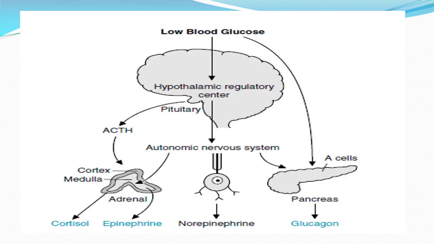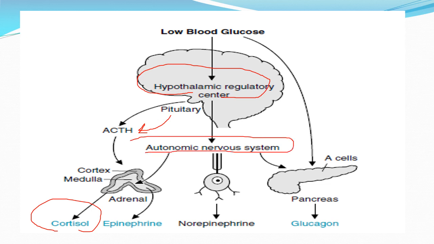This diagram presents the mechanisms and the compensatory mechanisms which occur in response to hypoglycemia. We have here the hypoglycemia will affect the hypothalamic regulatory center, and the pituitary will start releasing ACTH. ACTH will result in the release of cortisol. At the same time, the hypothalamic regulatory center will stimulate the autonomic nervous system. Autonomic nervous system will result in release of epinephrine from the suprarenal medulla and norepinephrine from the sympathetic nervous system. The other mechanism is that a low blood glucose level will increase the production of glucagon by the alpha cells, and glucagon will act to counter the effects of hypoglycemia through enhancing glycogenolysis and gluconeogenesis.